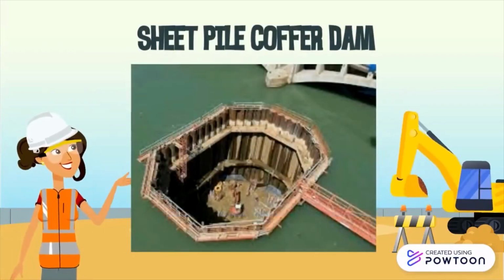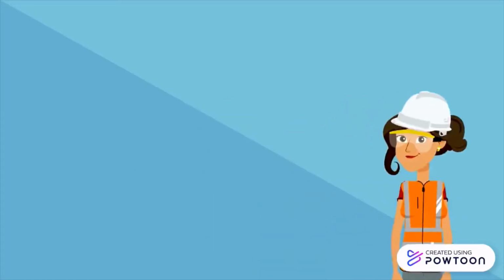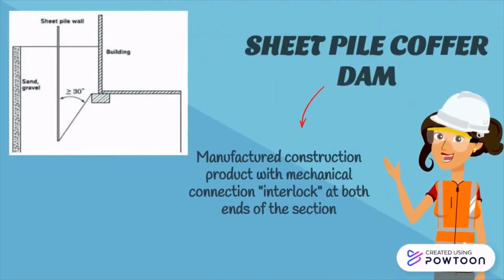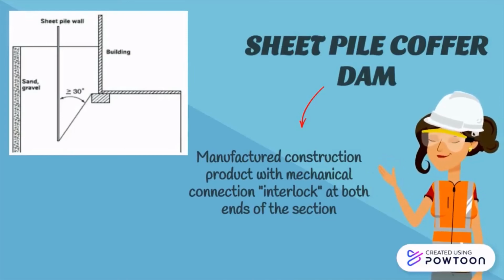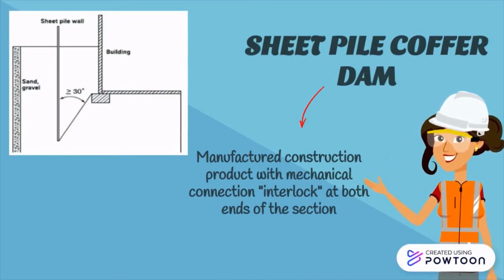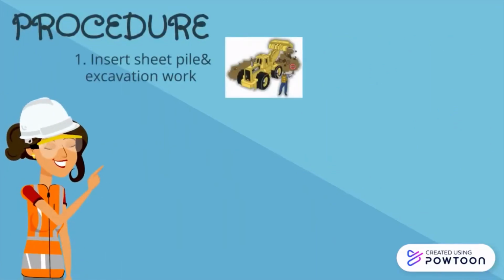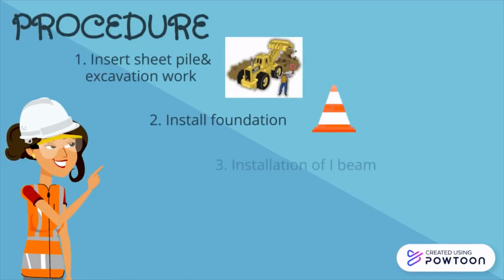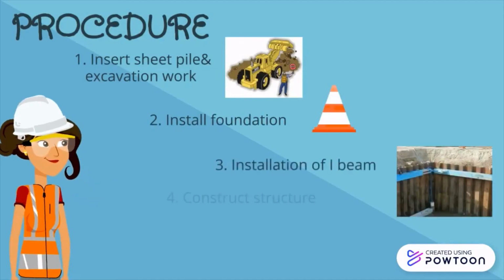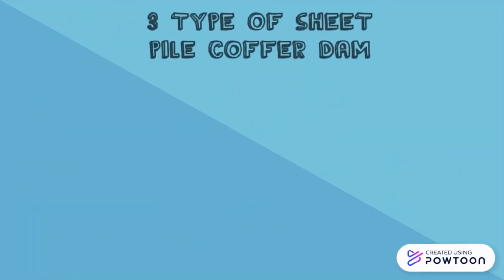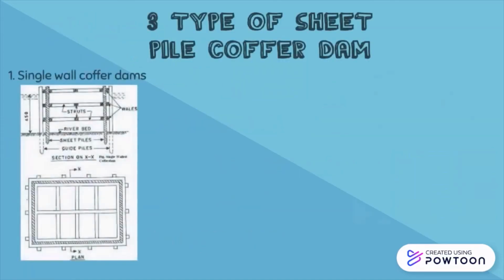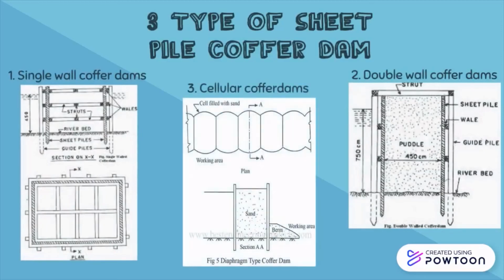Continue with sheet pile cofferdam. Definition: sheet pile is a manifold construction product with mechanical connection interlocked at both ends of the section. Procedure of sheet pile: first, insert sheet pile, do the excavation work, and install foundation and I-beam. Then we can construct the structure and also remove the I-beam and sheet pile. Three types of sheet pile cofferdam: single wall cofferdam, double wall, and the cellular cofferdam.